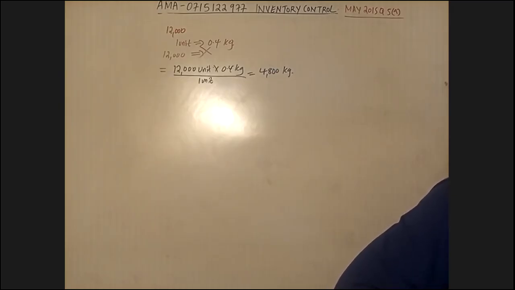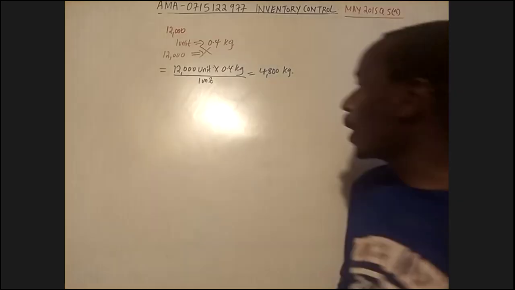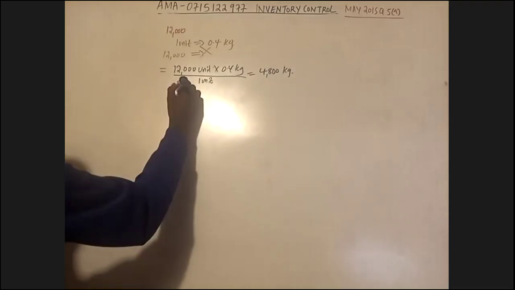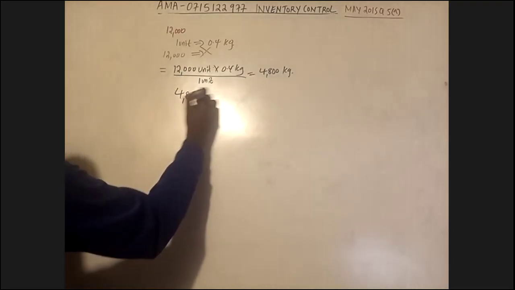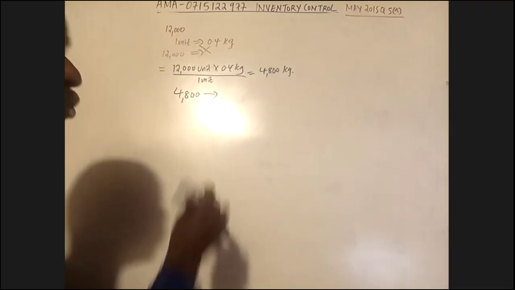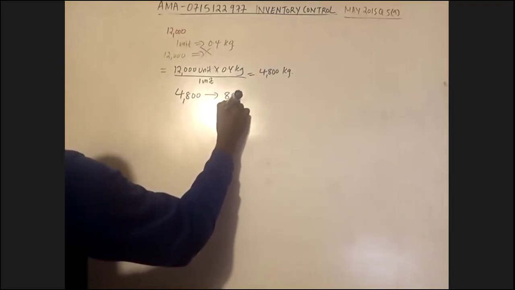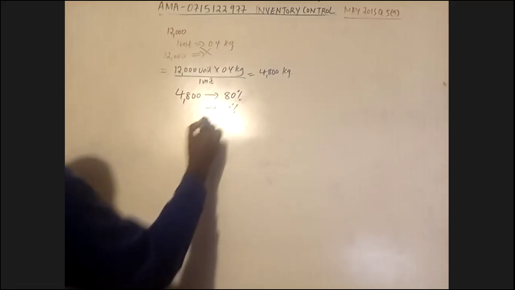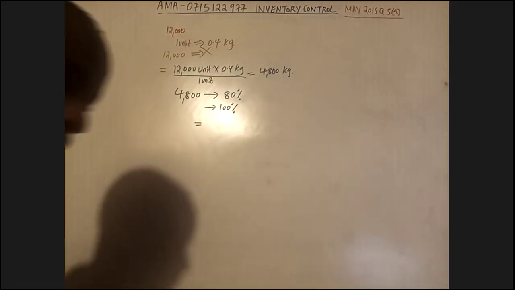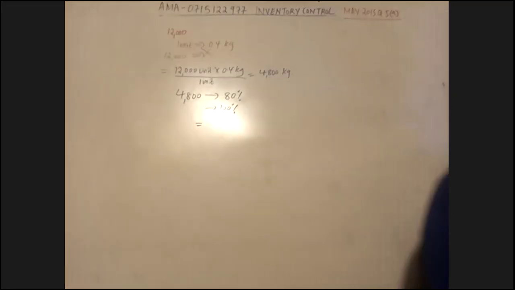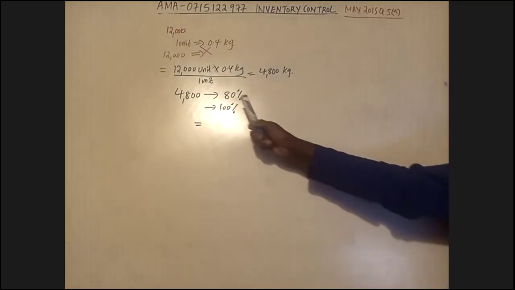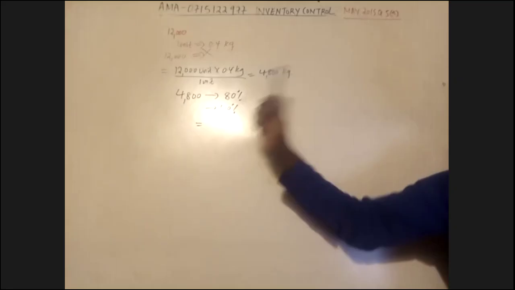Now, turudi pale juu. Each finished unit of the production requires 0.4 kg of material, of which 20% of the material is lost. Now, this one, already 20% is lost. So 4800, already 20% is lost. Kumaanisha this one is 80%. Now, what would be 100%?